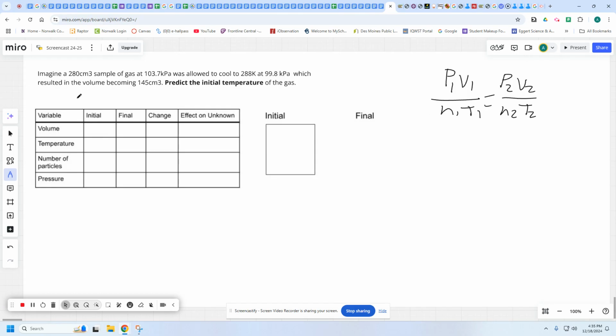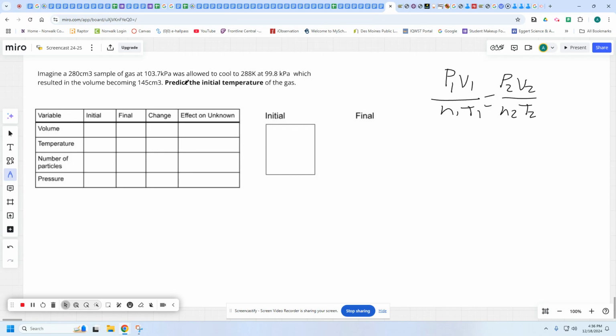So I'm going to use the example on the left to start this. If you imagine a sample of gas that's at 280 cubic centimeters of volume, and that gas is at 103.7 kPa of pressure, and it was allowed to cool to 288 Kelvin, which resulted in it being at 99.8 kPa of pressure, and then that volume actually decreased to 145 centimeters cubed.